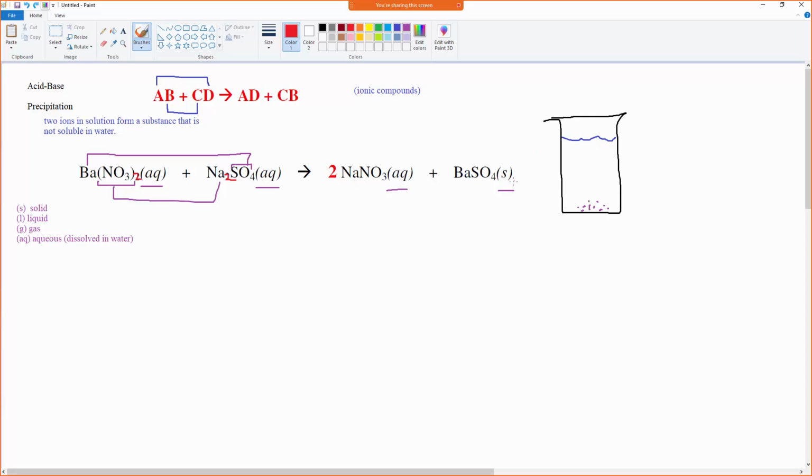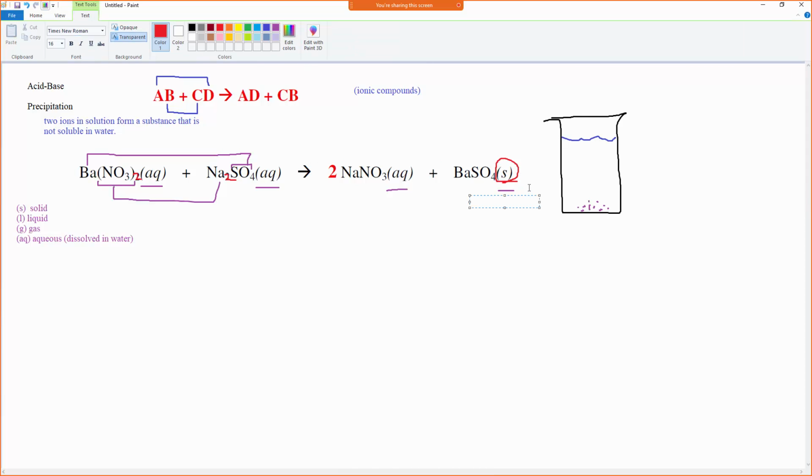And then, yeah, so Sylvia's question was, is this what we're looking for? And that's the answer. Because I made a solid where previously there was not one. Previously everything was dissolved in water and now there is a solid. That tells you that this is a precipitation reaction, because there's that little solid there. Good question.